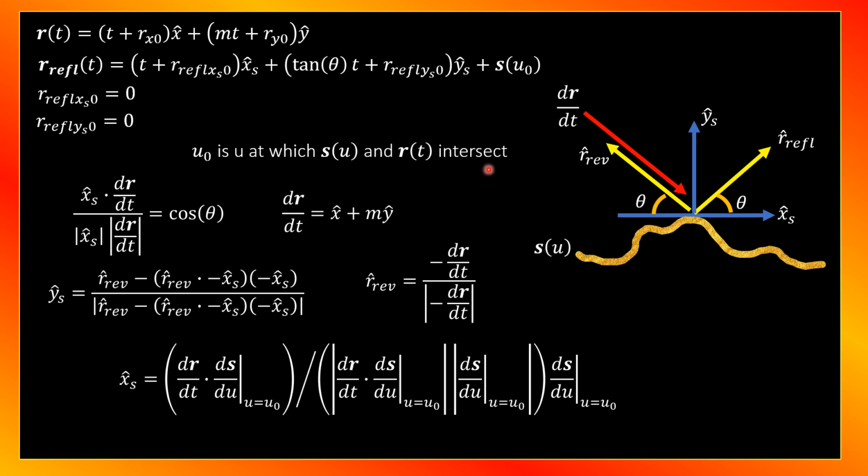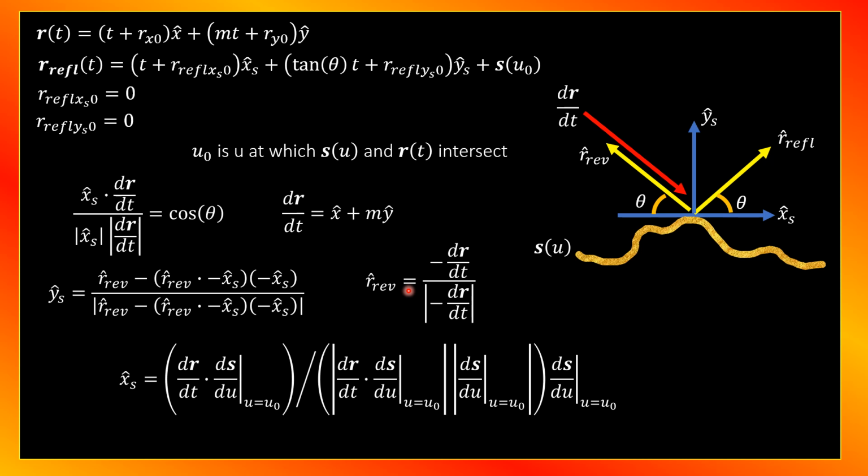So the formula for y hat s comes from the application of prerequisite concept 1. We find the unit vector orthogonal to x hat s in the direction of the vertical component of r hat rev, reverse, where r hat rev is just -1 times dr by dt over here, and normalized by the magnitude to get the unit vector.